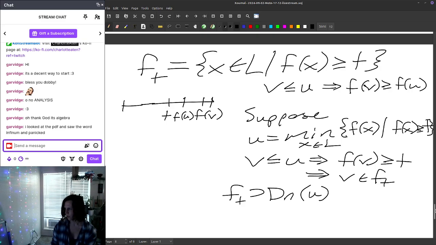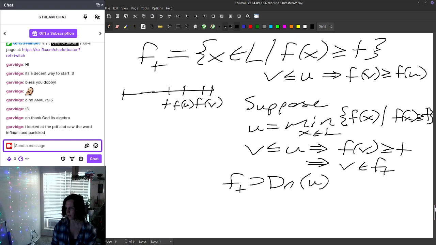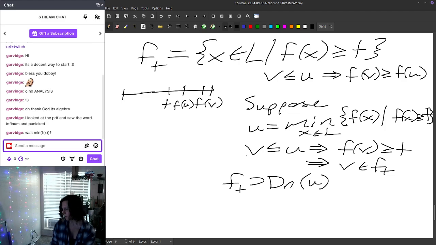Okay. So I certainly know that has to be the case. But maybe it's possible. Yeah, so I mean, look at all of the f of x's with f of x greater than or equal to t. Choose the x that gives us the smallest possible thing.